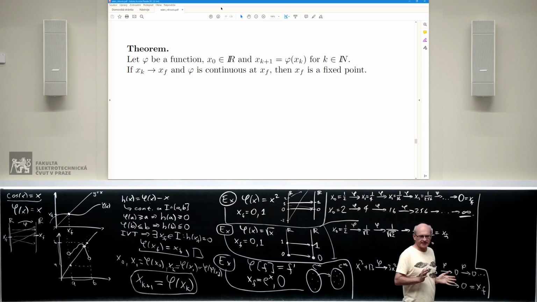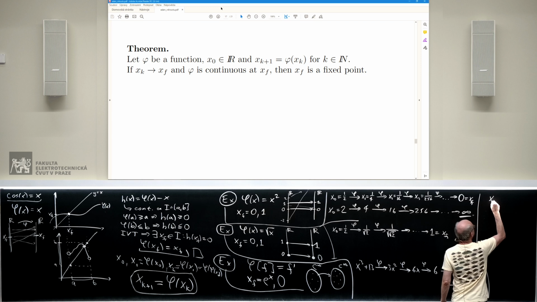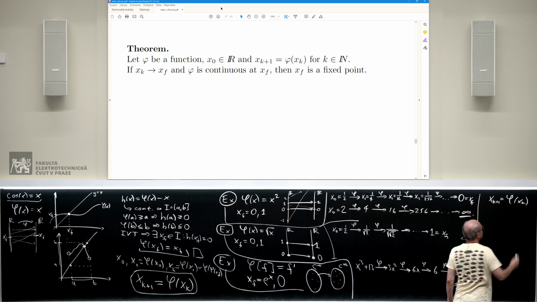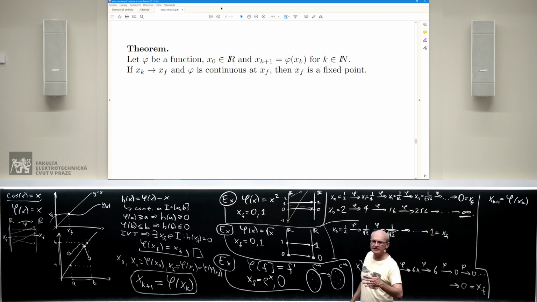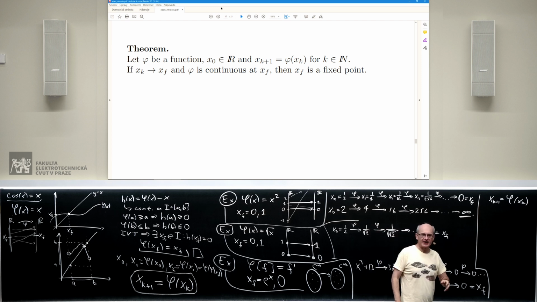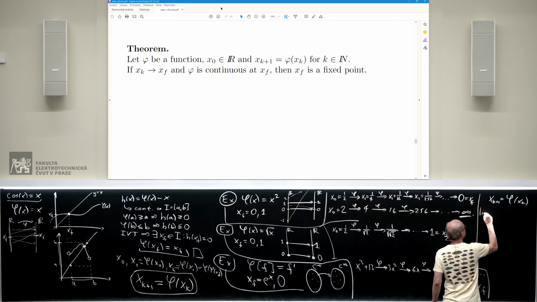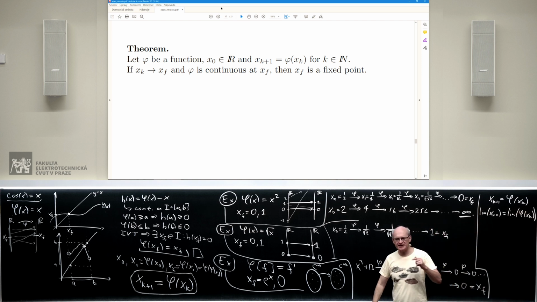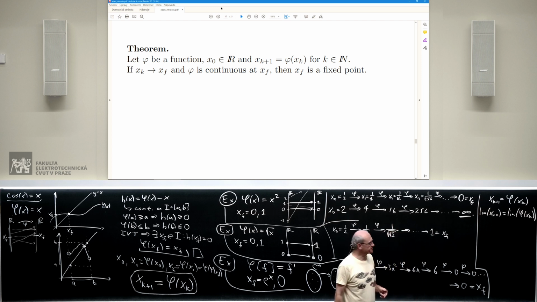We have a sequence x_k. What do we know about it? Well, it came from this iteration. So x_{k+1} is phi(x_k). Now, that's an equality. In fact, that's infinitely many equalities. It's equality between two sequences. So I'm going to apply limit to each side. Limit of x_{k+1} is limit of phi(x_k). Can I do it? The answer is yes, if the limit makes sense, if it exists.